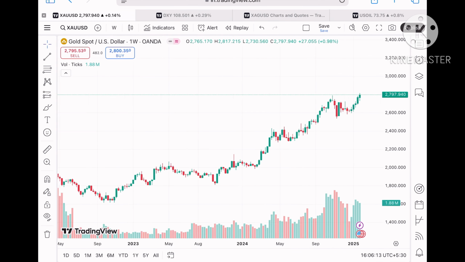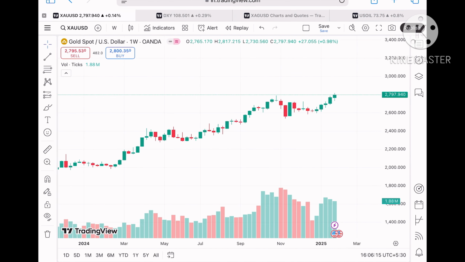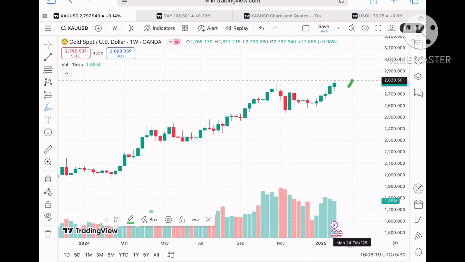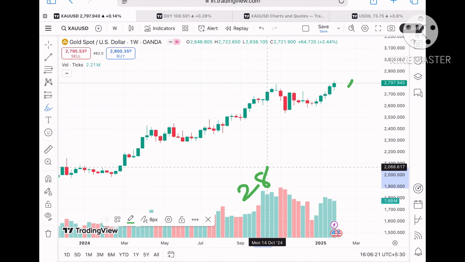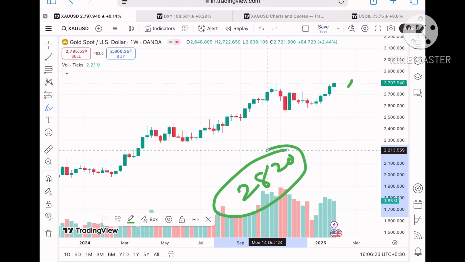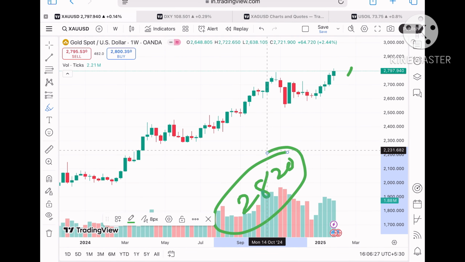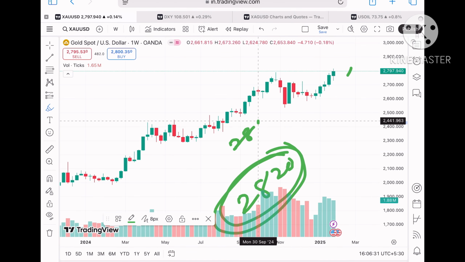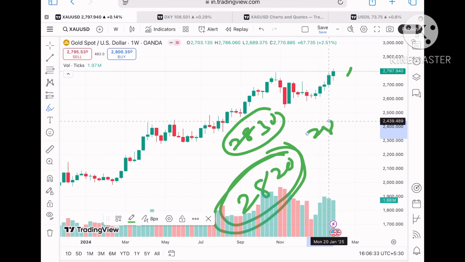Okay, now looking at this particular chart, let's see, the price is now trading at a level of 2797. Okay, so suppose the price sustains this level, there is a chance that it can go towards a level of $2820, which is the high of yesterday that we have seen. Okay, and then once the price starts moving above that particular level, chances of crossing a level of 2830 we can see, and then a level of 2850.